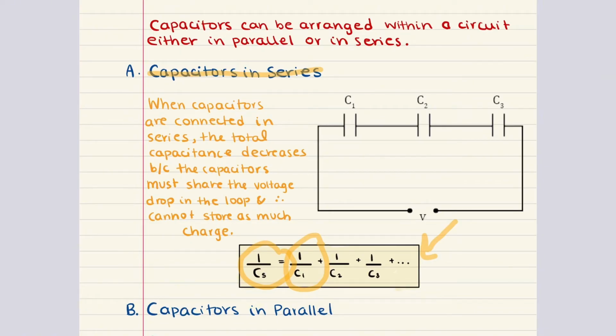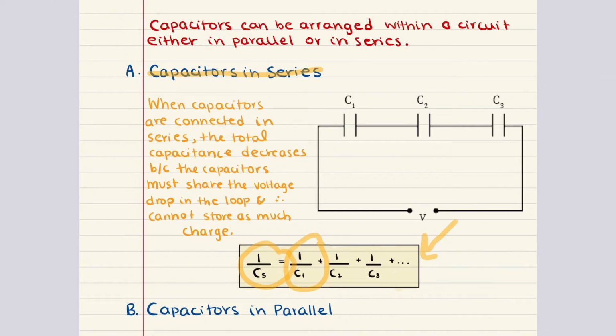Now, conceptually, this happens because the total charge on each capacitor must be the same, but the capacitors must share the voltage drop across the loop. This means that each capacitor only experiences a fraction of the total voltage. As a result, the combined capacitors behave like a single capacitor with reduced ability to store charge at the applied voltage.